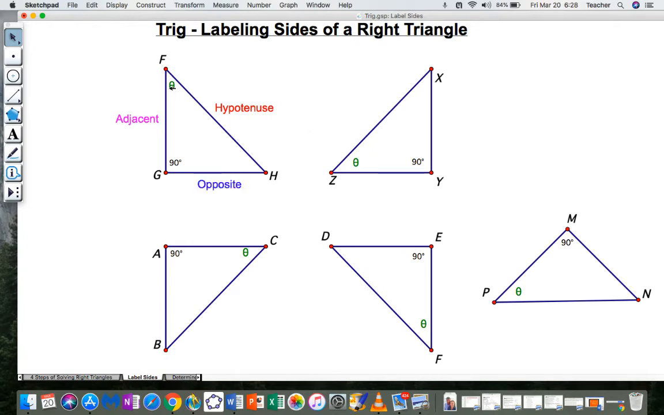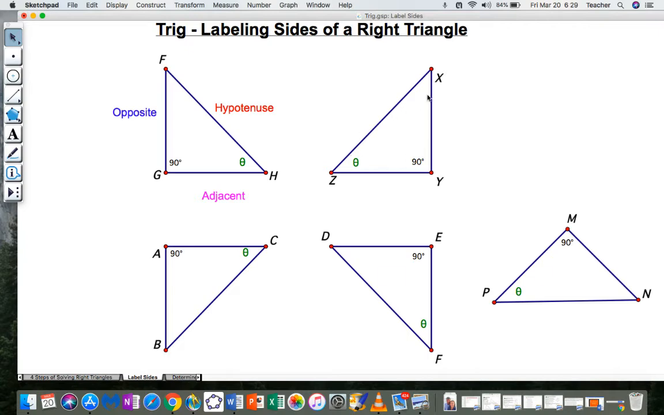Okay, now if they switch this, instead of angle F, they put angle H. Well, hypotenuse is never going to change. It's always opposite 90. But now this side is the adjacent side, which would make the other one the opposite side. So these two things are all based on what angle we are talking about. Okay, but hypotenuse would never change.